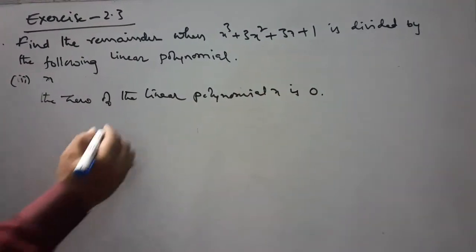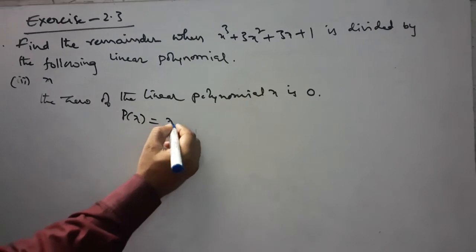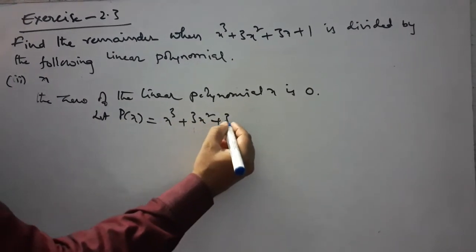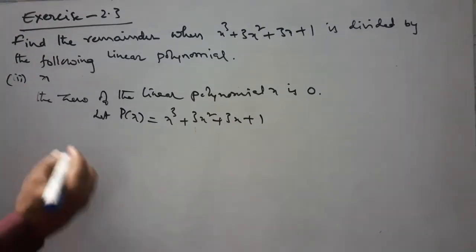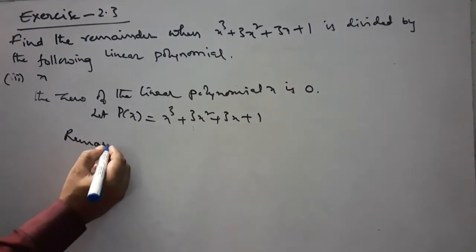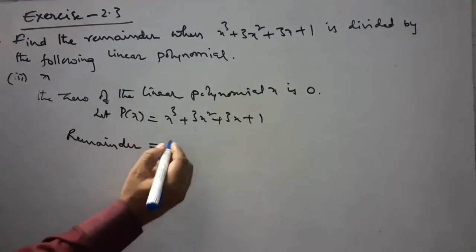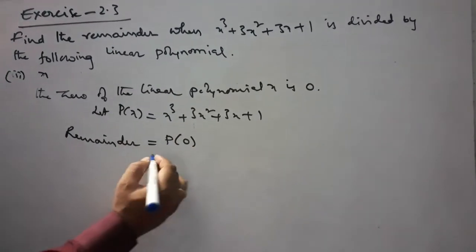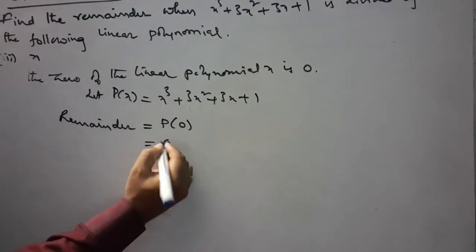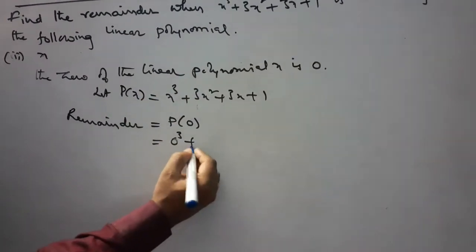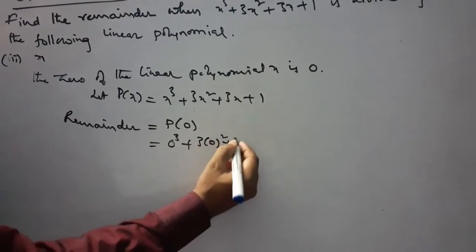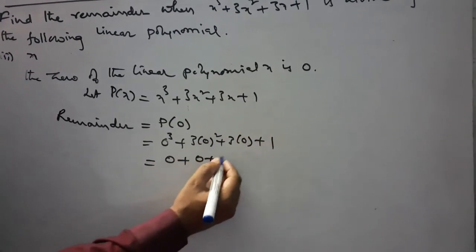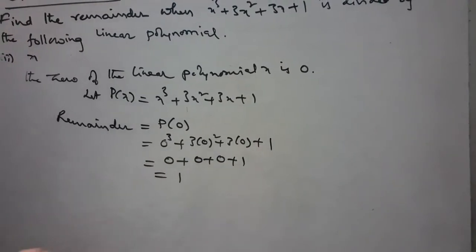The zero is 0. So let p of x is equal to x cube plus 3x square plus 3x plus 1. So what is the remainder? Remainder is equal to p of 0. So we have to substitute the 0 in this p of x. So 0 cube plus 3 into 0 square plus 3 into 0 plus 1, that is equal to 0 plus 0 plus 0 plus 1, that is equal to 1.